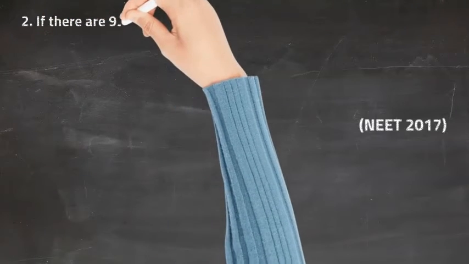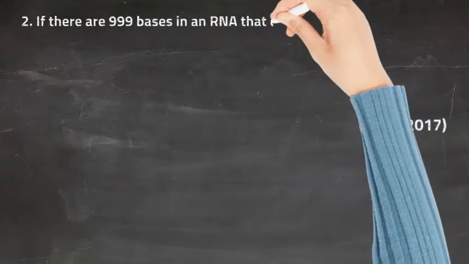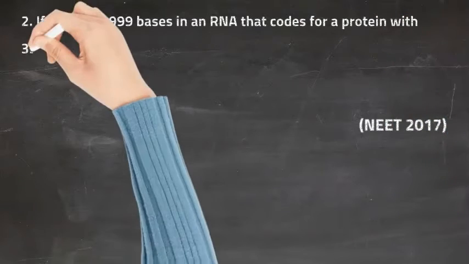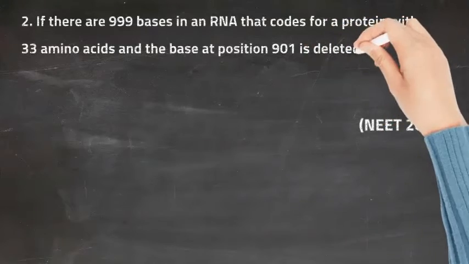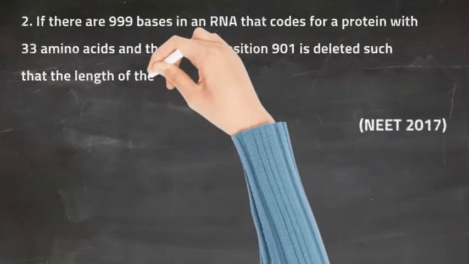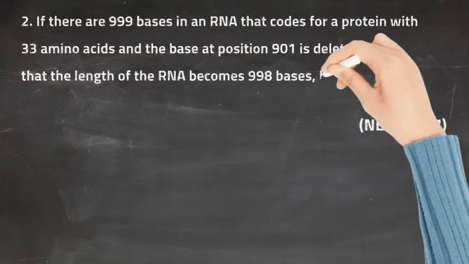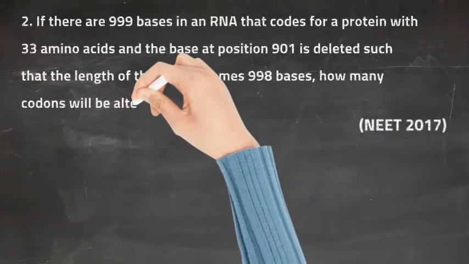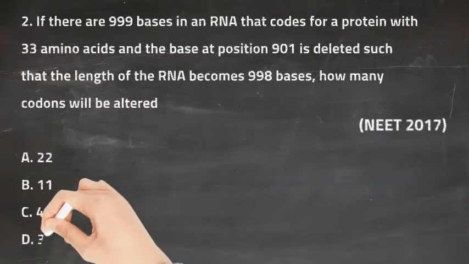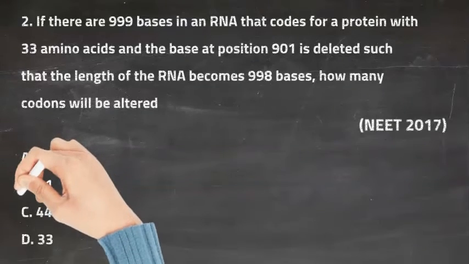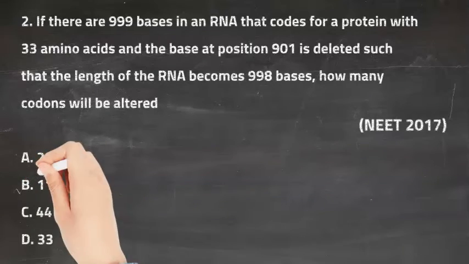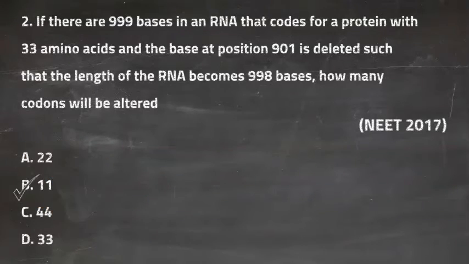The second question is, if there are 999 bases in an RNA that codes for a protein with 33 amino acids, and the base at position 901 is deleted such that the length of RNA becomes 998 bases, how many codons will be altered? The first option is 22, the second option is 11, the third option is 44, and the last option is 33. So the right answer for this question is option B, and that is 11.